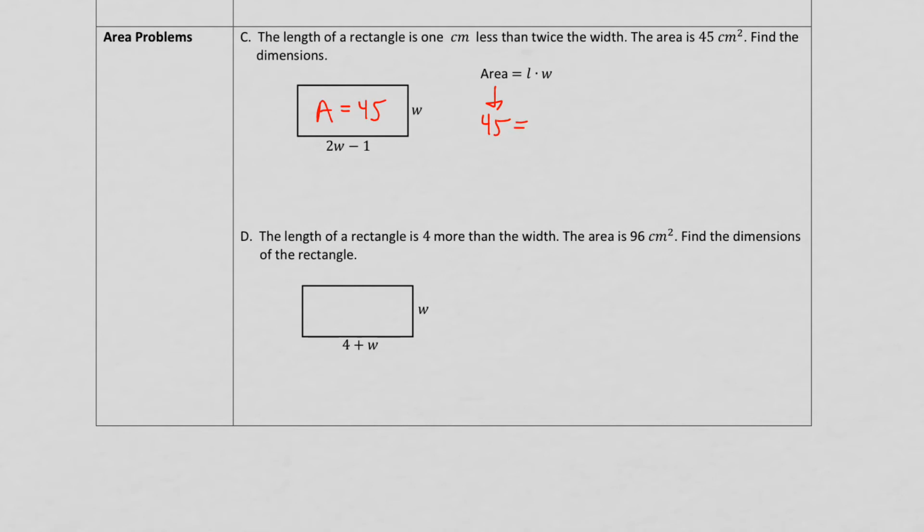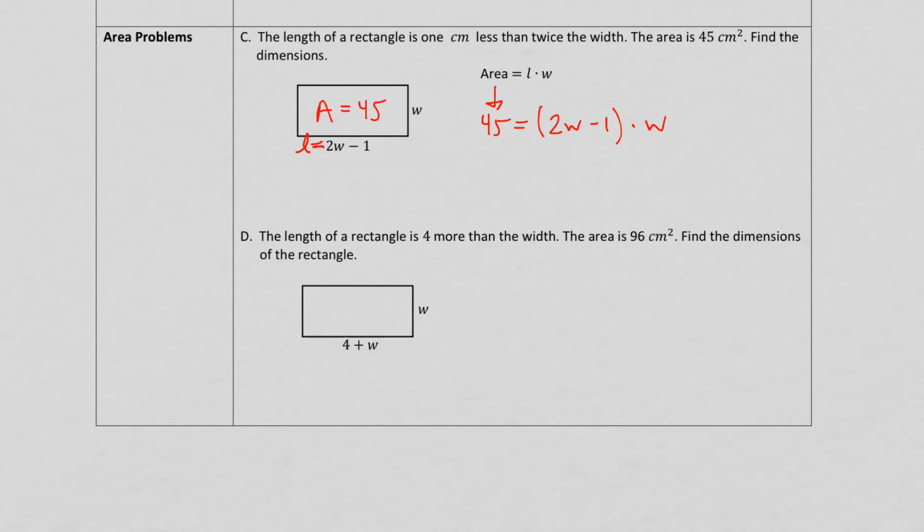And then this is the length, and here's our width, which is already here as W. So the length here is going to be 2W minus 1, times the width, which is just W like it is here on the picture, so times W. So in this example, I can find the area given those two dimensions.